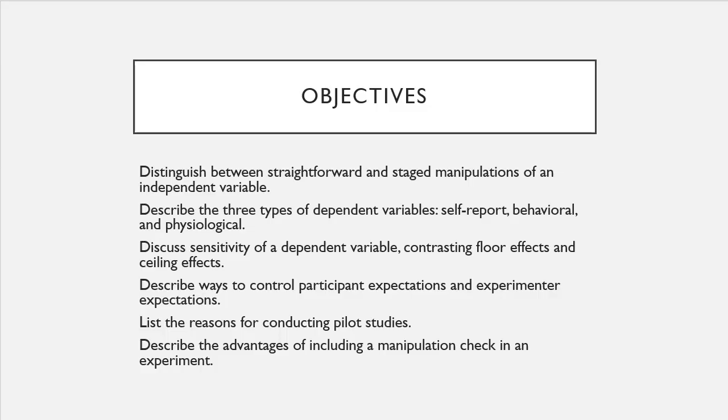So some objectives that we have are that we're going to distinguish between straightforward and staged manipulations of an independent variable. We're going to talk about three different types of dependent variables: the self-report, behavioral, and physiological measures. We're going to talk about the sensitivity of the dependent variable, meaning how do we measure it and what's the likely outcome of the dependent variable based on what we've chosen. And we'll do that by looking at the floor effects and ceiling effects, which you should be familiar with from statistics from way back in Chapter 1.